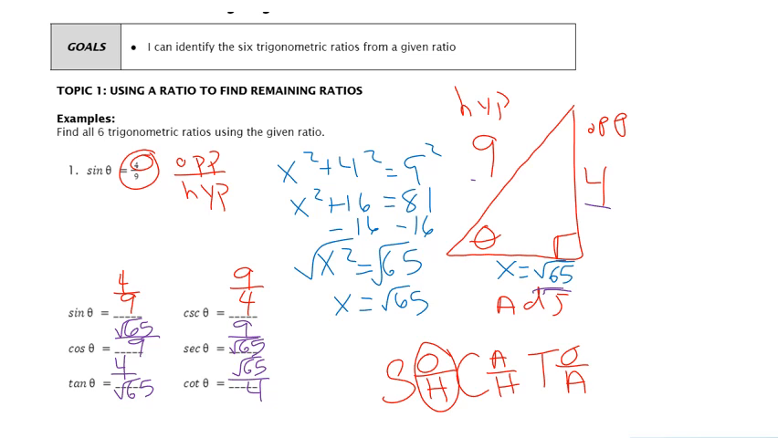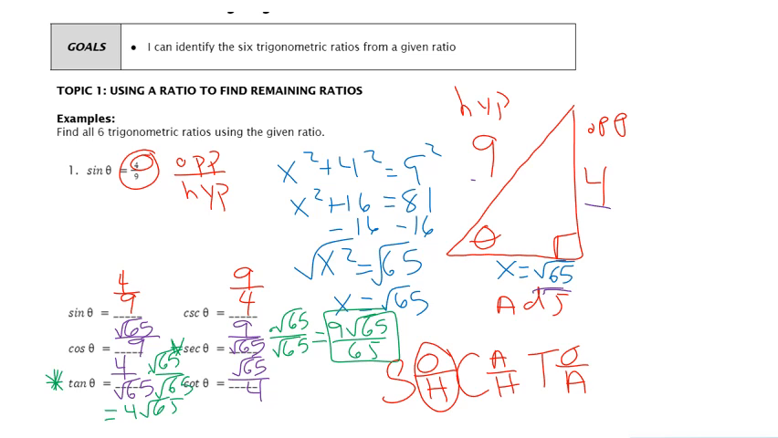We then find that anything, again, with a radical has to be rationalized. So I have to rationalize tangent and secant. And it just so happens that those are the two we had to do in the other video, which is fine. And I'm going to multiply by radical 65. So secant will be 9√65/65. And then tangent, when I rationalize, would be 4√65/65. And then that would be it.